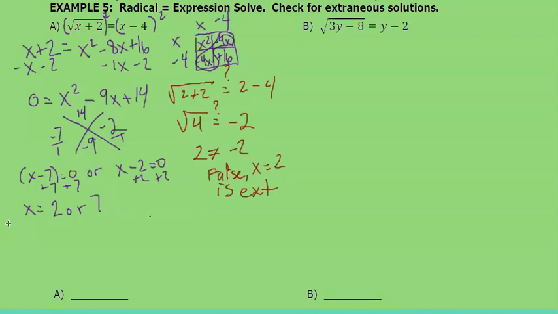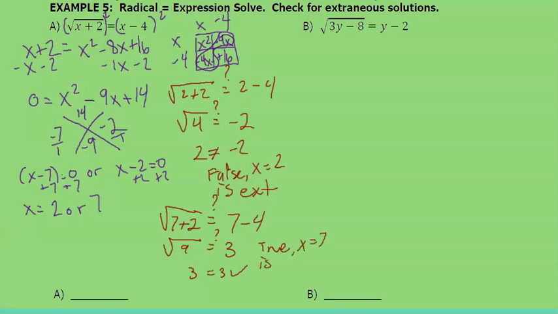Okay, let's plug in 7. Is the square root of 7 plus 2 equal to 7 minus 4? Is the square root of 9 equal to 3? Yes, 3 equals 3, so that one is real. So x equals 7 is real. So then we're going to specify our real solution and our extraneous solution. So real is x equals 7, extraneous is x equals 2. So in this case, one was real and one was extraneous.